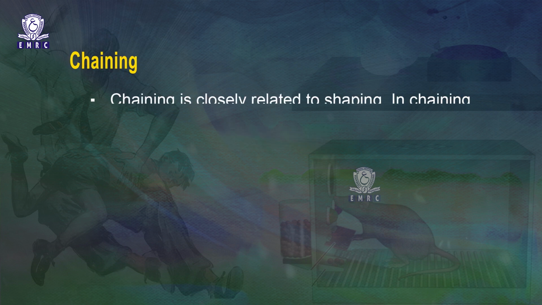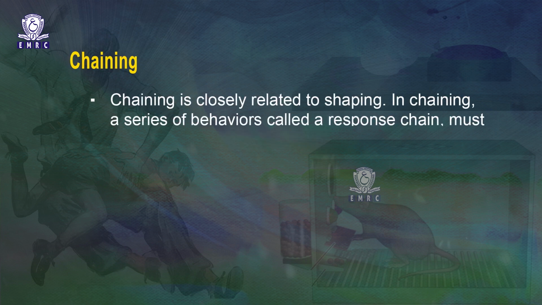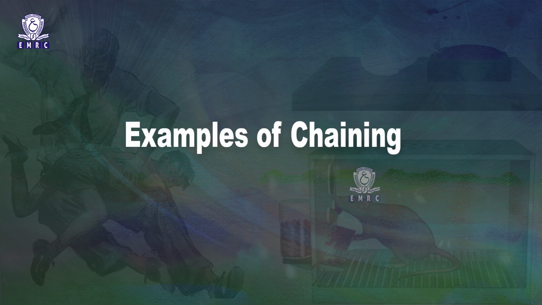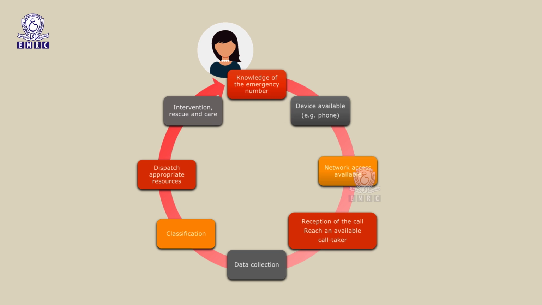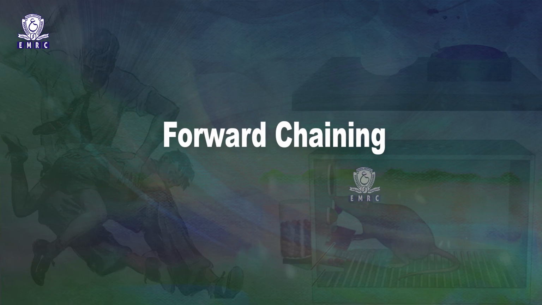Chaining. Chaining is closely related to shaping. In chaining, a series of behaviors called a response chain must be performed to get the reward. Examples of chaining. The chaining of a sequence of actions should be so exact that the chain could work forward or backwards to make sense of an event or task. Forward chaining is the most logical sequence to consider first.